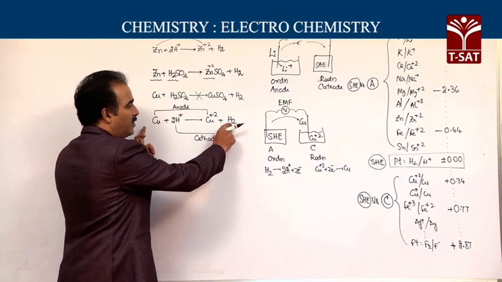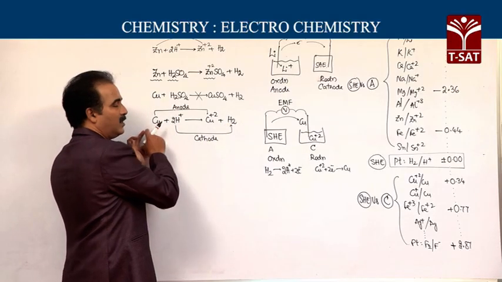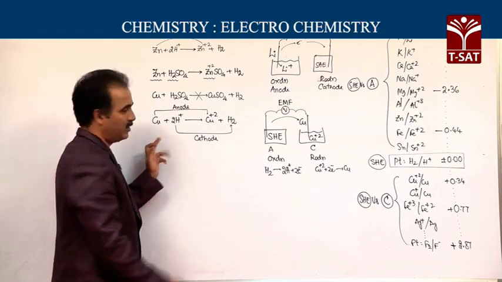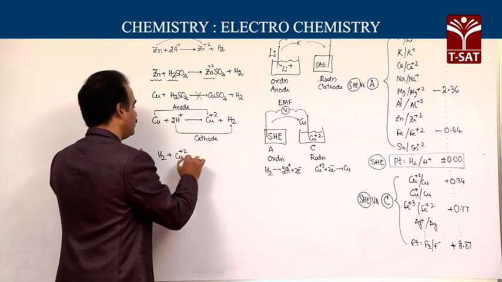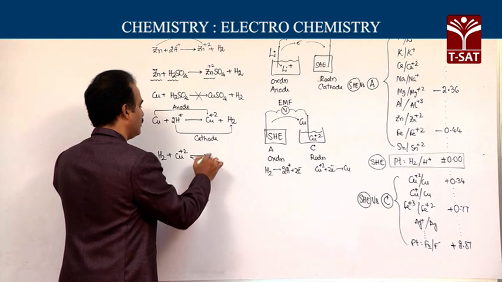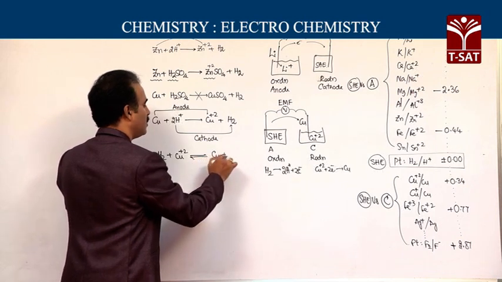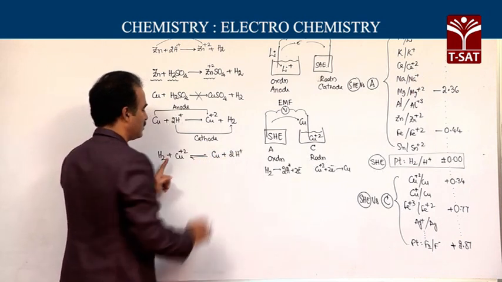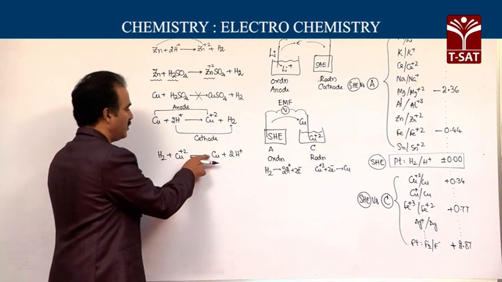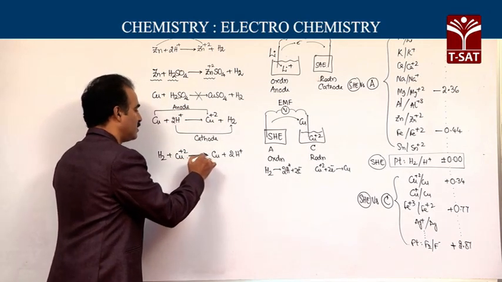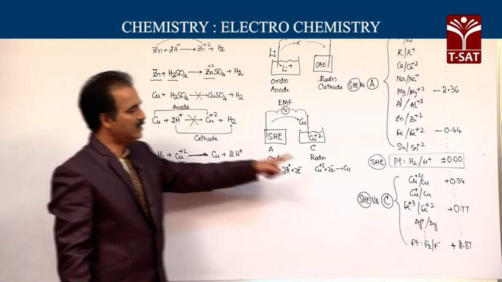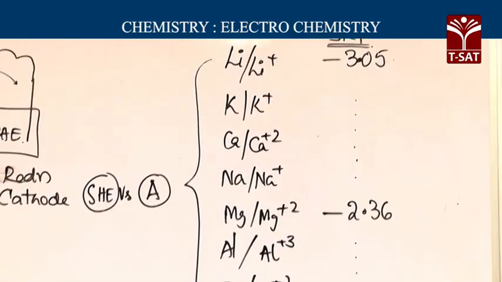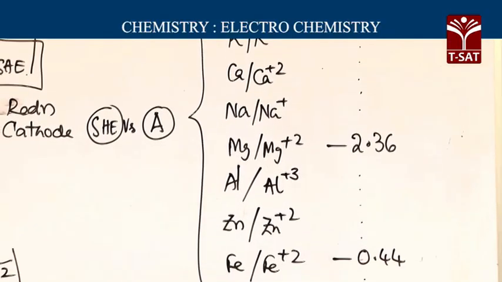So, this forward reaction is not spontaneous; rather, the backward reaction is spontaneous. It means H2, when passed through copper 2 plus solution, can give rise to copper and H plus. So, this reaction is spontaneous in this direction, whereas the other reaction is non-spontaneous. That is decided by the respective electrode potentials.